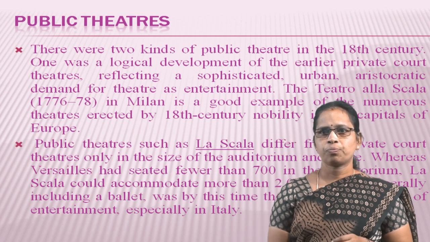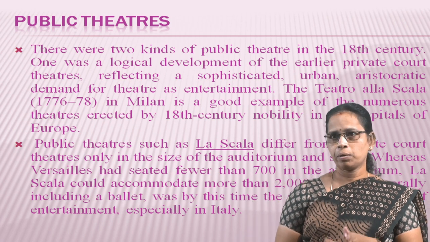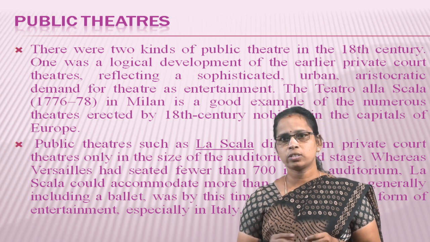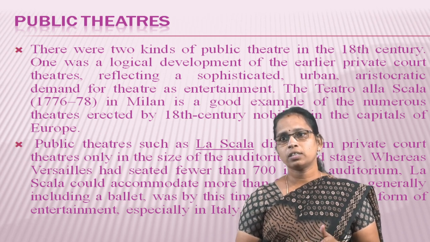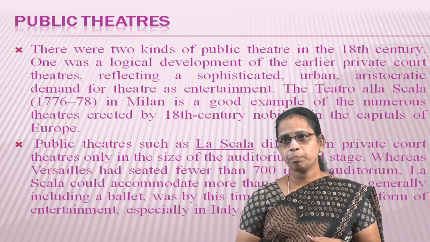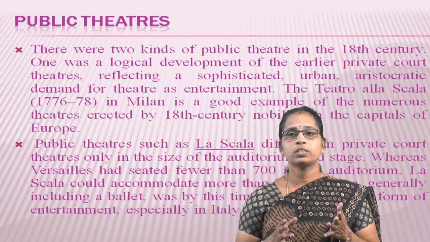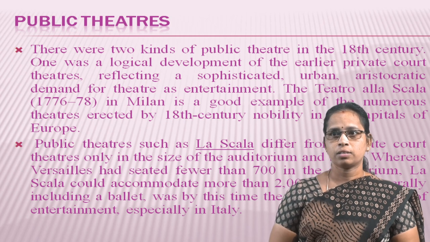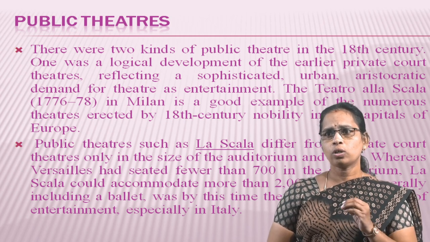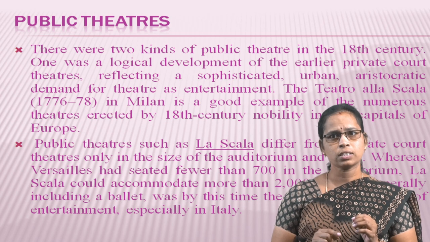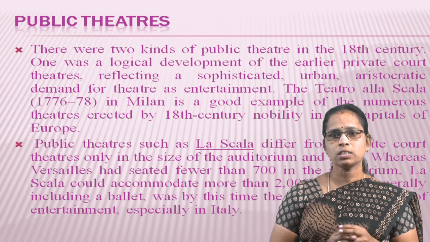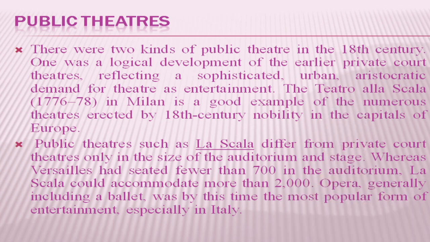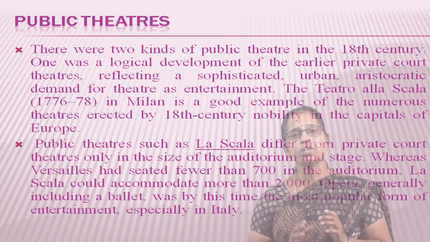The public theatres. There were two kinds of public theatres in the 18th century. One was the local development of the earlier private court theatres, reflecting the sophisticated urban aristocratic demand for theatre as entertainment. The Teatro alla Scala, built 1776-78 in Milan, is a good example of the numerous theatres erected by 18th century nobility in the capitals of Europe.